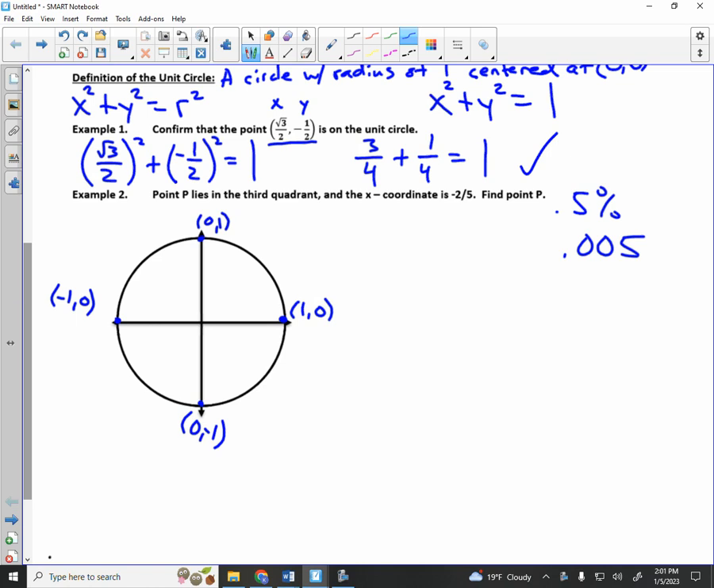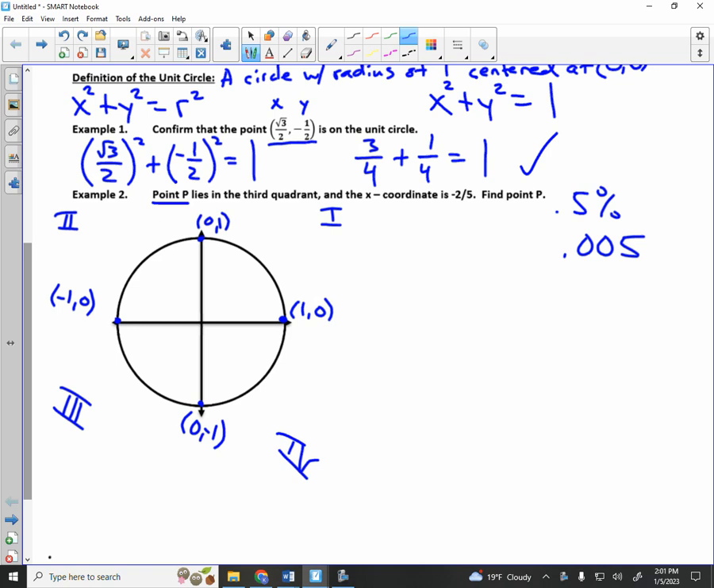Okay, so that means if you were to go over the root of 3 over 2 and down 1/2 of a unit, you'd be somewhere right on that circle. Okay, good. Let's do the second part. It says point P lies in the third quadrant. So we have first quadrant, second quadrant, third quadrant, and fourth quadrant. Okay, those are our quadrants. So it says the x-coordinate of point P is negative 2/5.